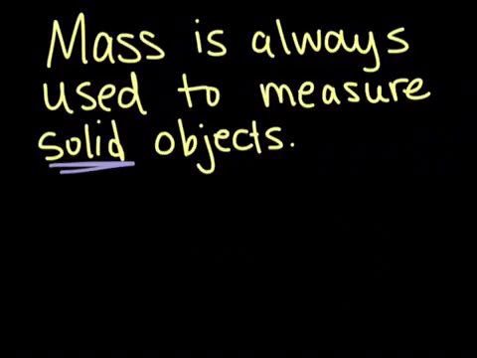One last important detail about mass. Mass is always used to measure solid objects. So these are things that have matter. So, desks and chairs and tennis shoes and pet puppies and those kinds of things. It's not used to measure liquids. We're going to learn about that later.